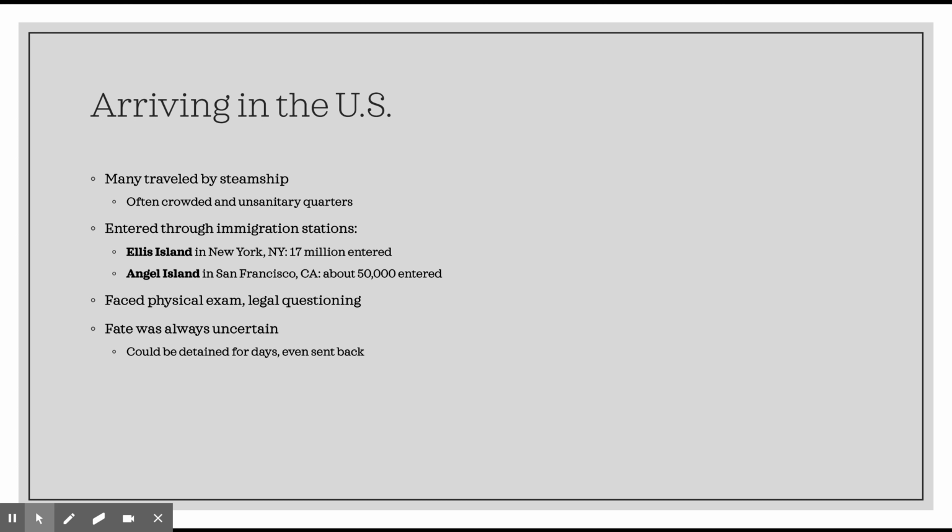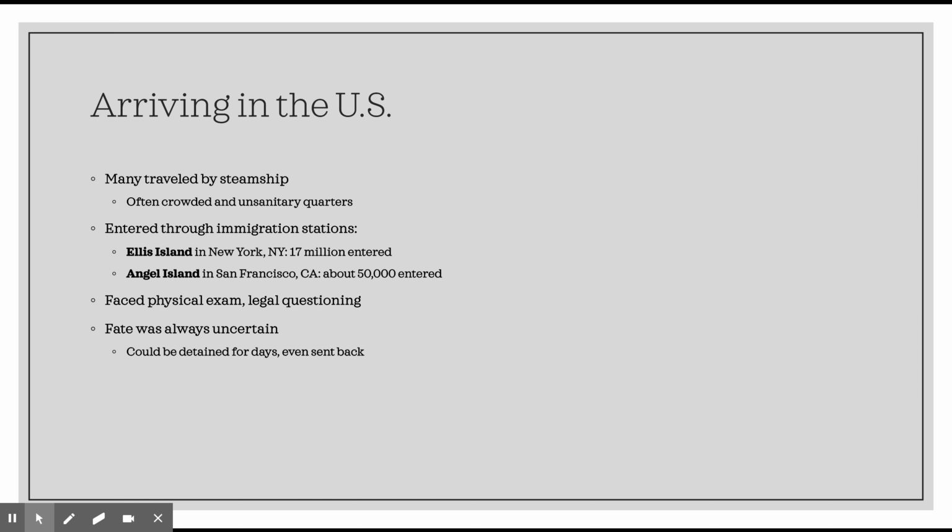When they got to the United States, they would have to enter through immigration stations like Ellis Island in New York, which today is now a museum. And Ellis Island saw almost over 17 million people who entered the United States during this time. And on the West Coast, you had Angel Island, which you can travel to and visit in San Francisco, California. They saw about 50,000 people enter from Asia and the Pacific Islands.